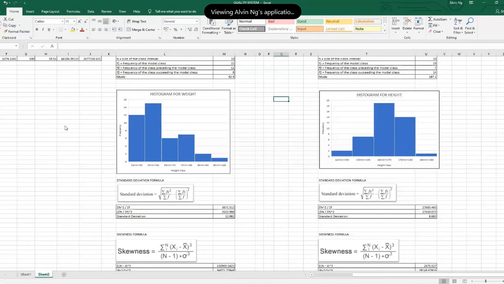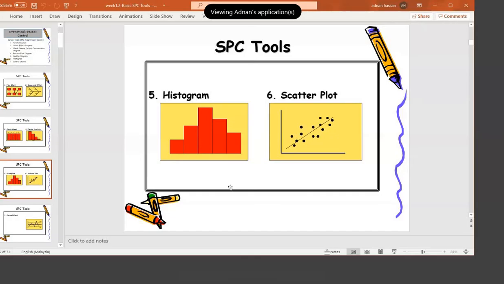Okay, let me move on. Volunteer before I call. Okay, scatter plot. What is a scatter plot? Do you want to see a scatter plot between weight and height? Is there any relationship or not? Okay, Hazim, can you share your scatter plot?